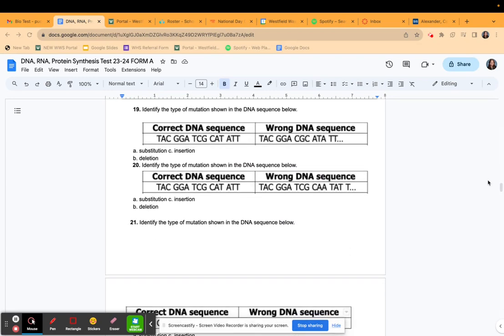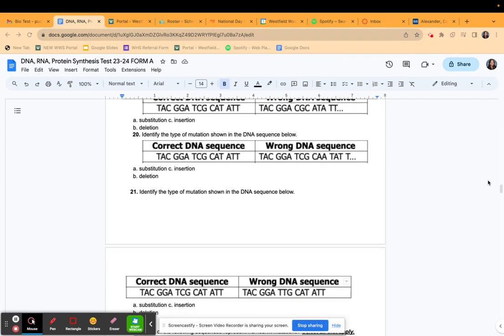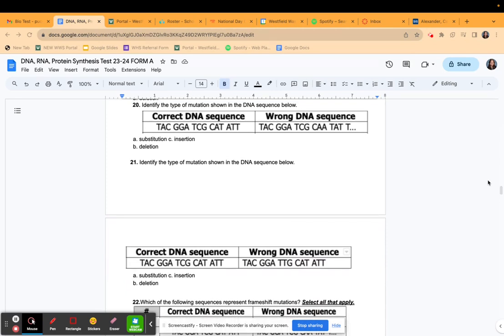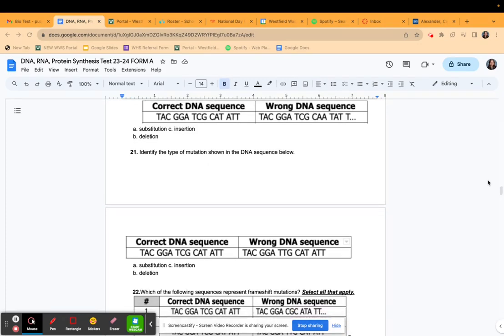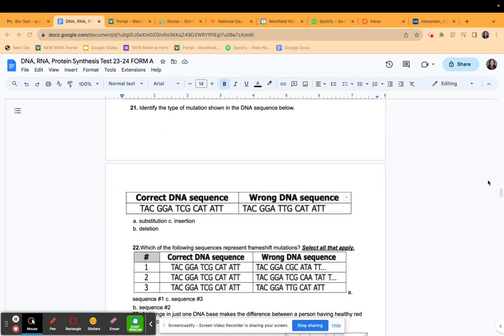Number 19. Identify the type of mutation shown in the DNA sequence below. A. Substitution, B. Deletion, C. Insertion. 20. Identify the type of mutation shown in the DNA sequence below. A. Substitution, B. Deletion, C. Insertion. 21. Identify the type of mutation shown in the DNA sequence below. A. Substitution, B. Deletion, C. Insertion.